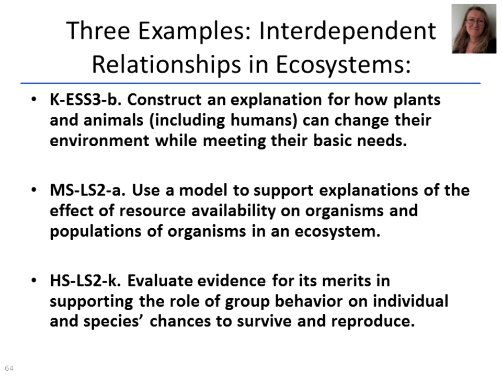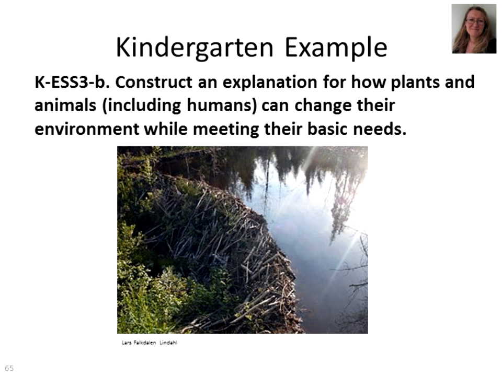So what I want to do is also look next at 3 examples, and these are all from the Interdependent Relationships and Ecosystems, and the first one is the one that I just mentioned. The second one is from middle school, using a model to support explanations of the effect of resource availability on organisms and populations of organisms in an ecosystem. And the last one is high school. Evaluate evidence for its merits in supporting the role of group behavior on individual and species chances to survive and reproduce. So let's look at how these 3 might play out a little bit differently.